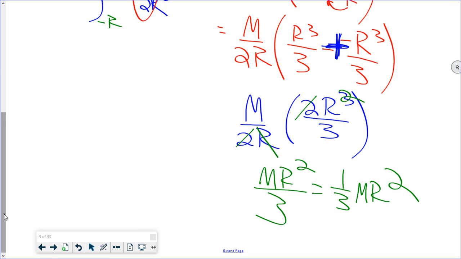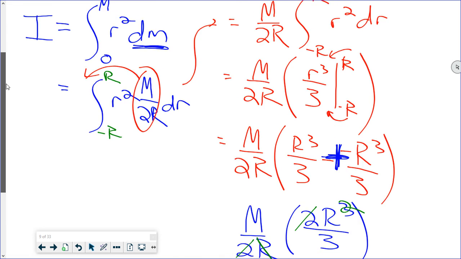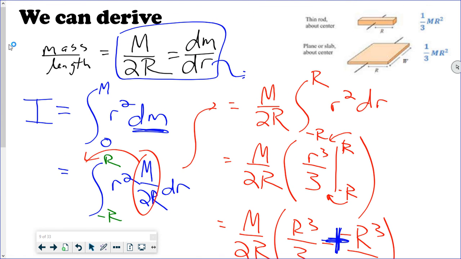Okay, so the trick lies in the change of variables, where you replace your dm with m over 2r dr. So that's kind of the basic premise for most of these integrals. Now, keep in mind, it won't always be m over 2r, but it's going to be something along those lines, where you're making some connection between the mass per unit length or the mass per unit area or whatever, and allowing that to give you information about this dm over dr ratio, so you can solve for dm. All right, so that's one of them.